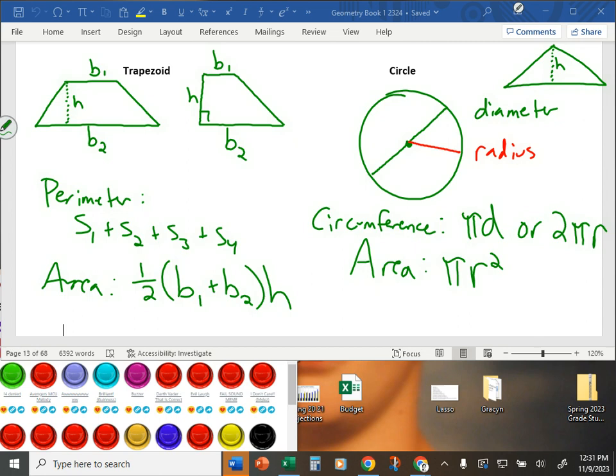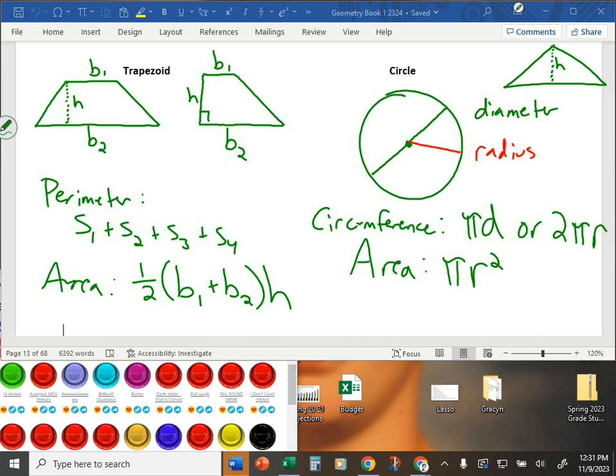However, for what radius value would 2 pi r and pi r squared be the same thing? For what value of the radius would 2 pi r and pi r squared equal the same result? 2. And why is that? Because that is the one value where doubling something is the same as squaring it. So if you have a circle with a radius of 2, the circumference and the area will be the same value.